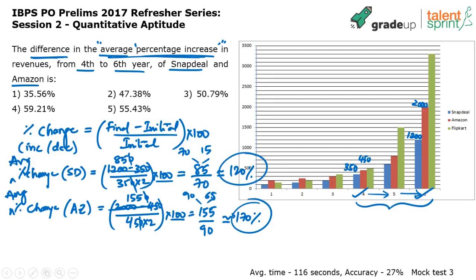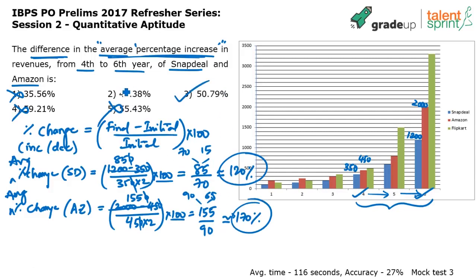Approximately 50, right? So 59, 35, and 55 are all ruled out. Now 47.38 and 50.79 are the two close answers. But if you are good with numbers, you would know that this will be close to 50 and a little more than that. So 50.79, option 3, would be the correct answer.